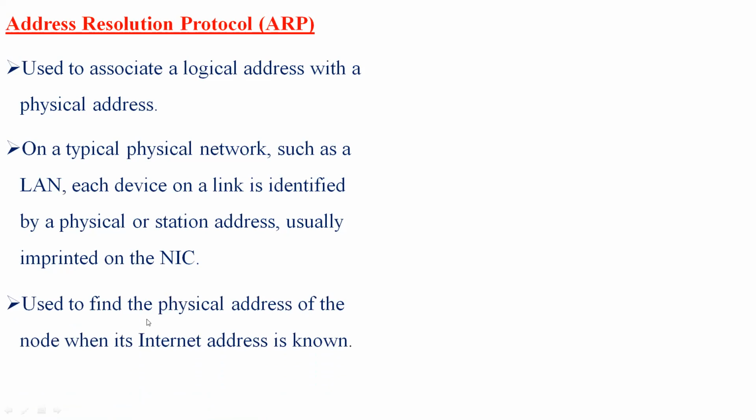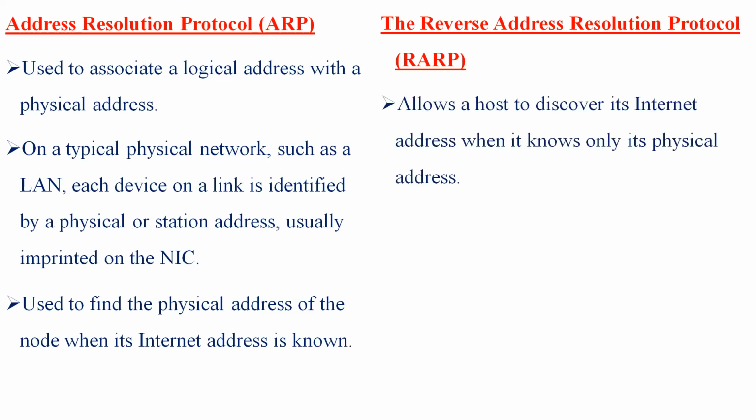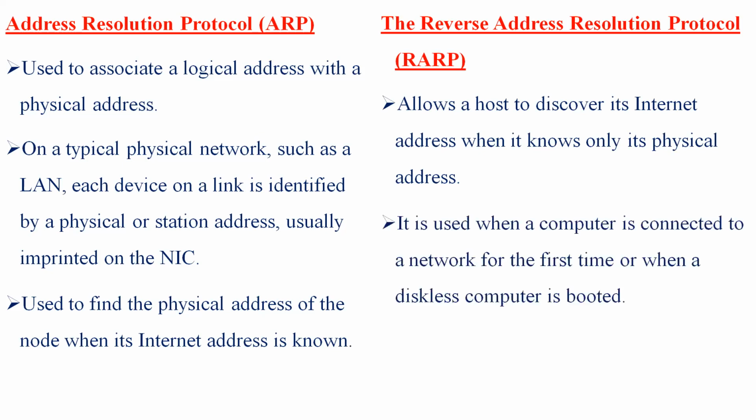So by using the internet address, we'll get to know the physical address of a particular node. Next we have one more protocol called Reverse Address Resolution Protocol, which is called RARP. This RARP will allow a host to discover its internet address when it knows only its physical address.